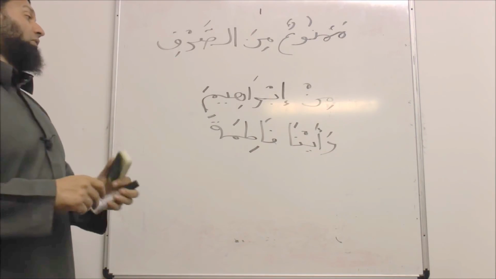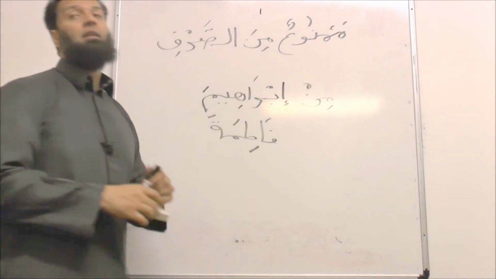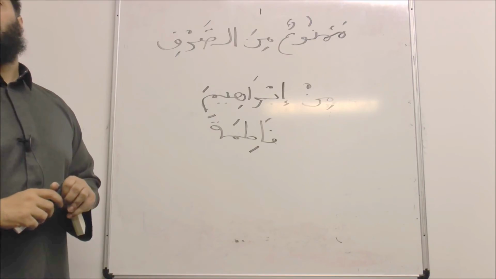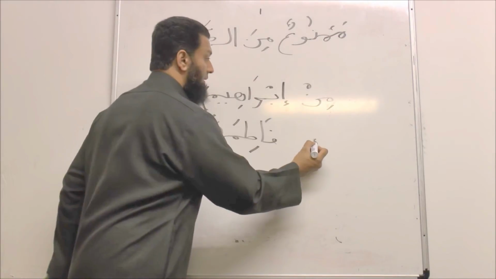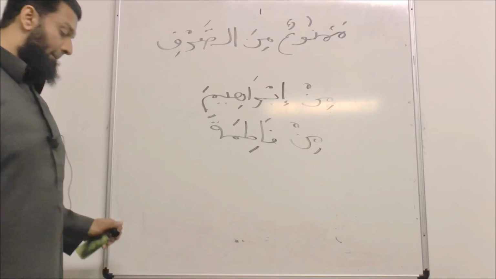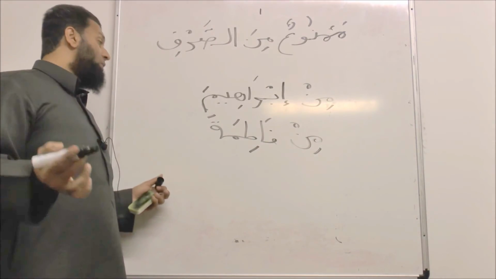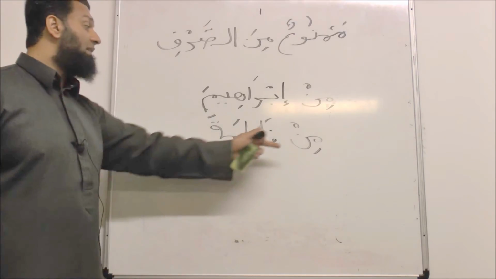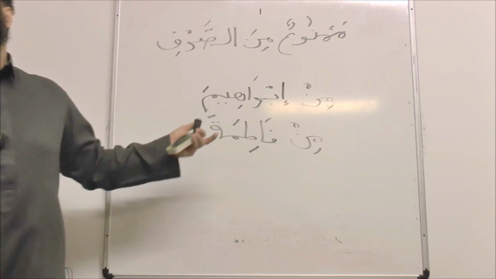But if we wanted to say from Fatima, we would say min Fatima. What do you mean, tu? How can it be min Fatima tu? Yes, it is the root. Min is harfu jar. Harfu jar is before an ismun, therefore it becomes min Fatima.